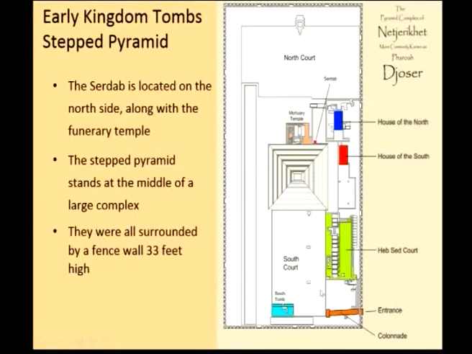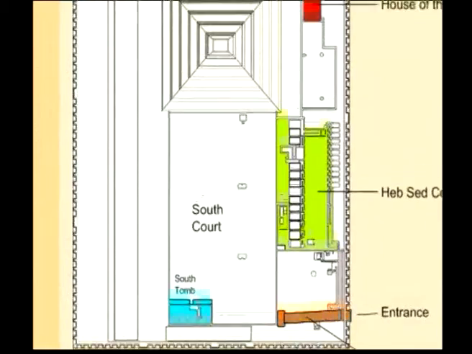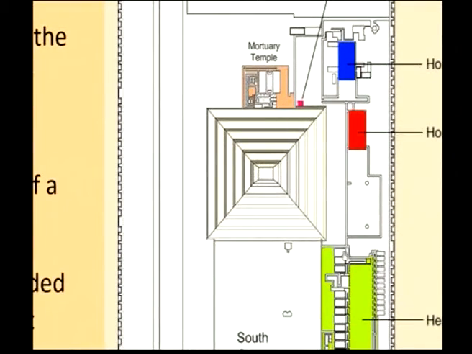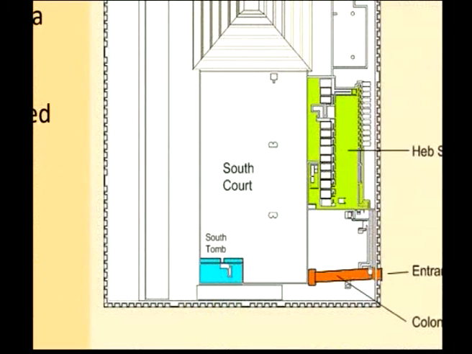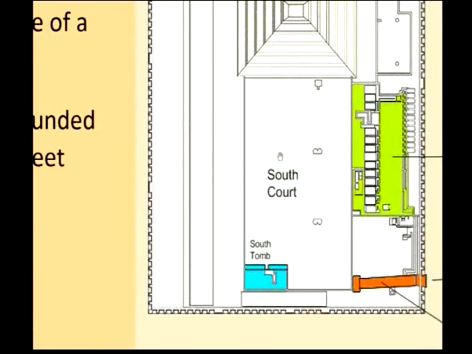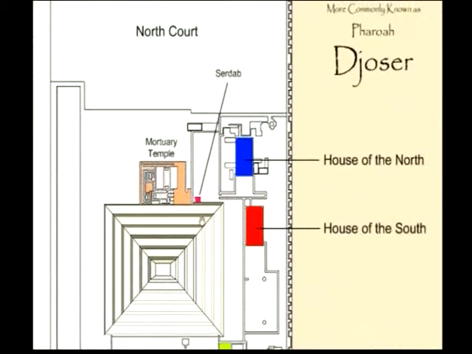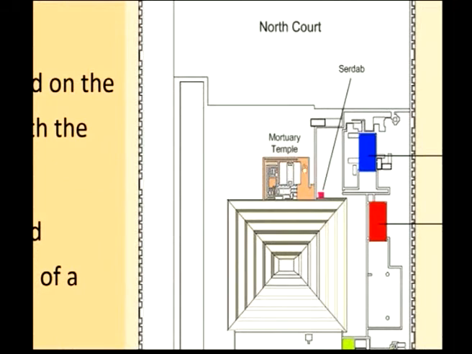This is the Zoser complex, which is placed in Saqqara. The step pyramid is placed in the center of the huge complex. The complex consists of the mortuary temple and the step pyramid. The entrance consists of a colonnade structure, a southern court, the house of south and the house of north. There is also a Serdab placed next to the mortuary temple.